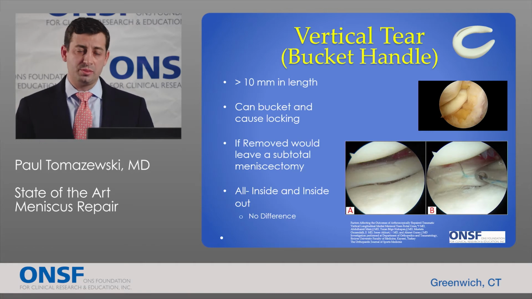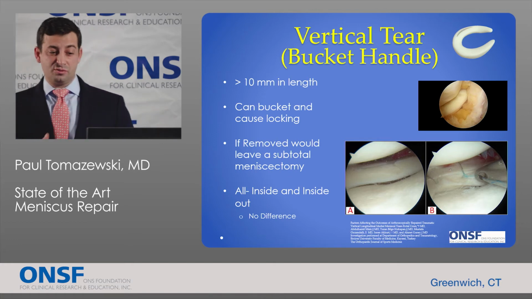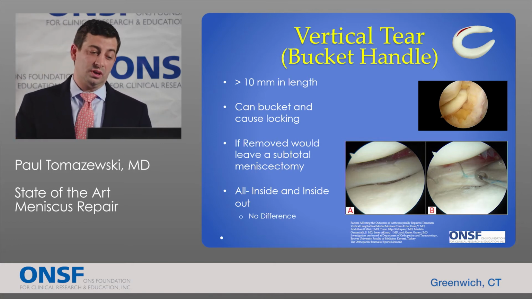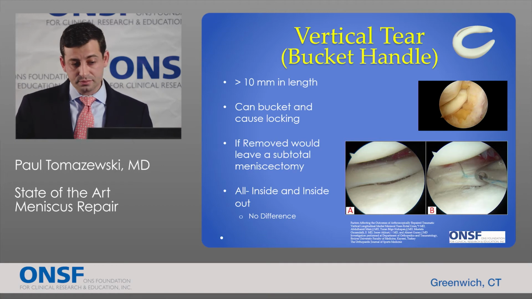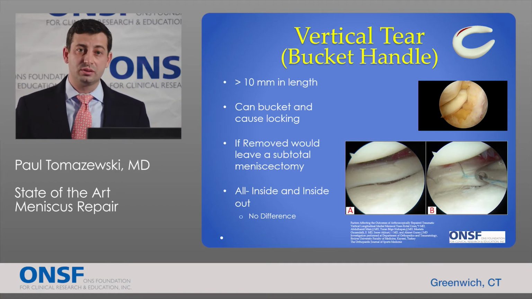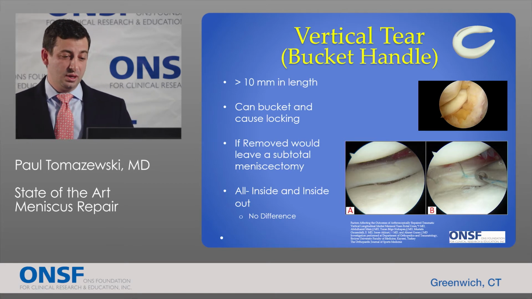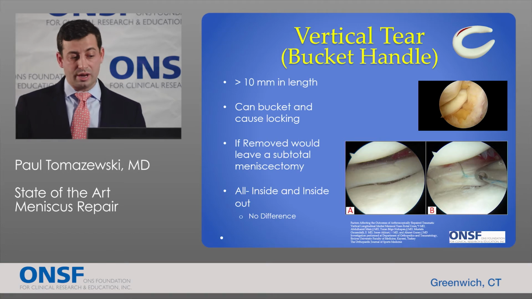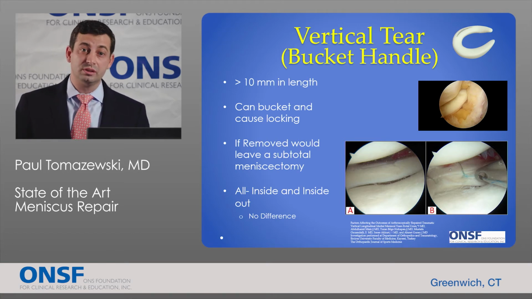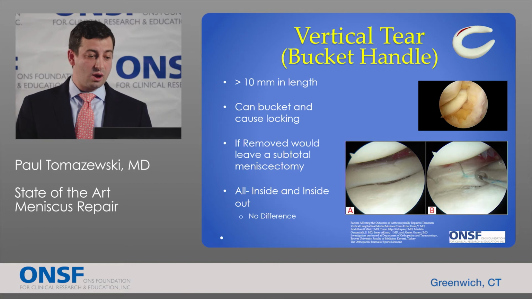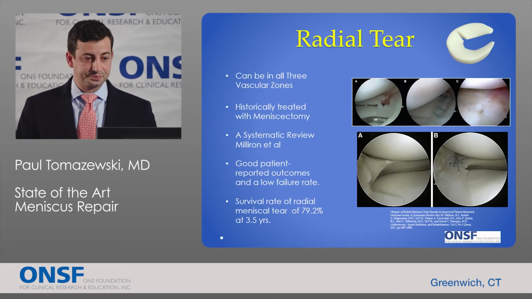So let's talk about a couple of specific types of tear patterns. The vertical tear, or what can become a bucket handle tear. If this is removed, it can almost leave you like a subtotal meniscectomy and really leave you without a significant amount of your meniscus. So we tend to repair these bucket handle meniscus tears when they get over 10 millimeters in length, and you can use all inside or outside in techniques. Again, there's no real difference in the outcomes, as we will see.